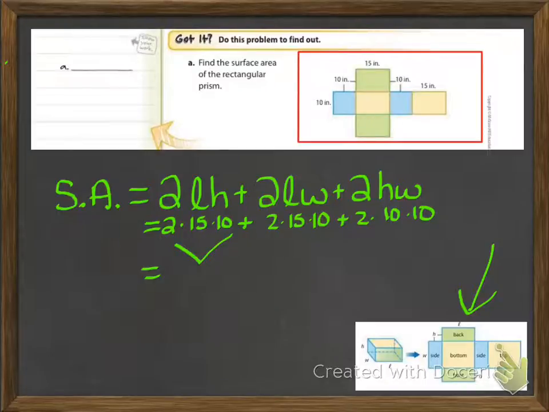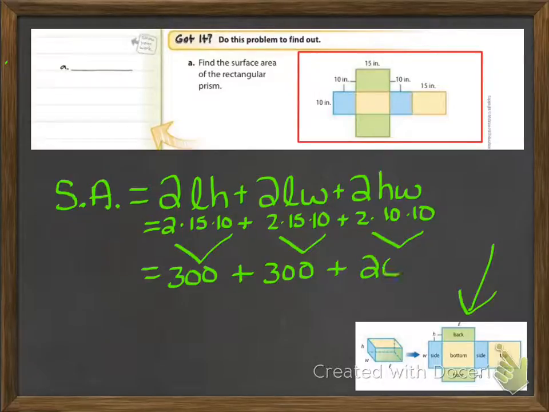So here we've got 2 times 15 times 10. You can multiply this in any order you want. So let's do 2 times 15, that gives you 30. 30 times 10 gives you 300. Now I'm going to do that middle chunk. Now look at the numbers. They're exactly the same as the previous ones. So we know that we get a 300 again there. And then look at the last ones. 2 times 10 is 20. Times 10 gives us 200.